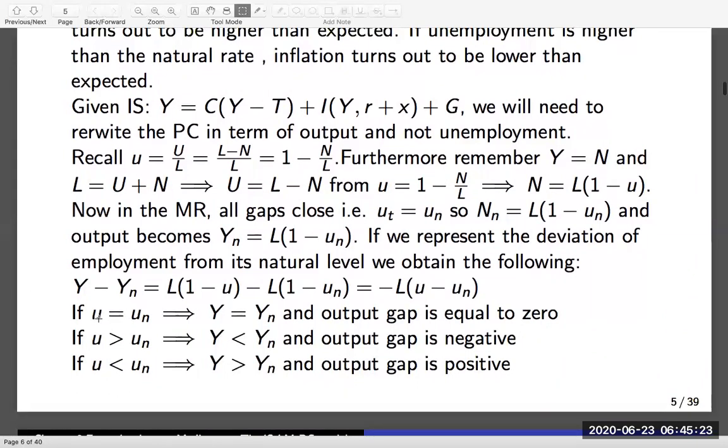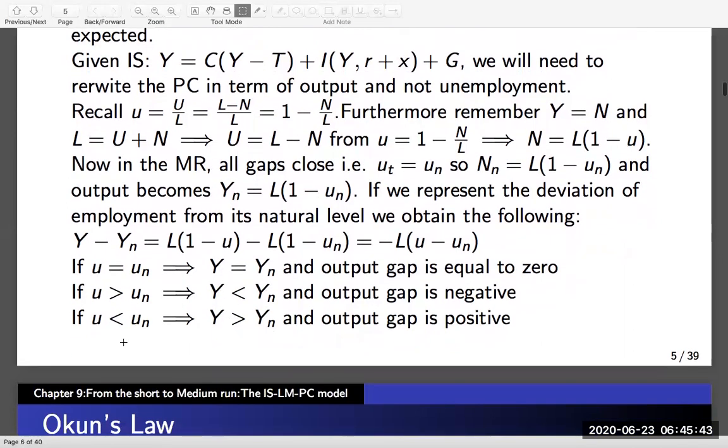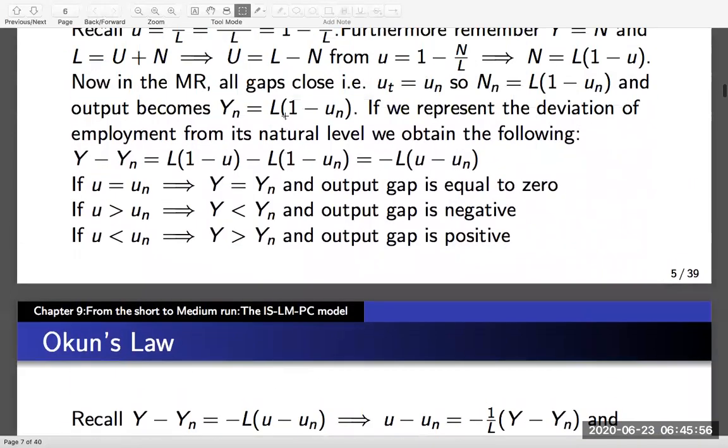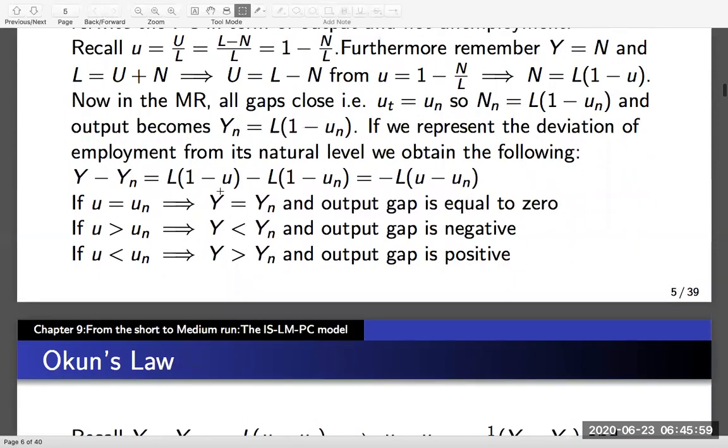It means if your unemployment is equal to the natural rate of unemployment, your output is equal to your potential output, and there is no gap. If current unemployment is greater than the natural rate, then your output is less than your potential. In this scenario, your economy is in recession. If unemployment is less than natural, then it means that the economy is overheating. So remember that. So we start with Okun's law. Now we can actually use this relationship we just derived here.